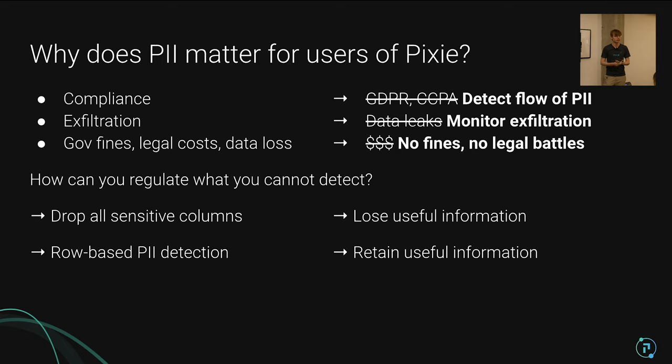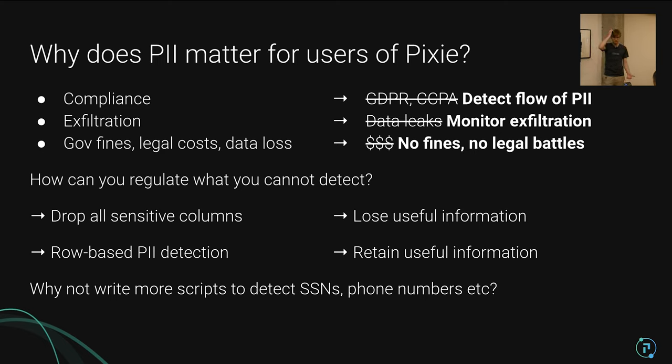So Pixie currently has a UDF to do that, but it's limited to around 8 PII types, and they're mostly rule-based, so things like credit cards, IMEI, that kind of thing. So ideally, we want to expand the coverage. And how do we do that? Well, why don't we just keep writing manual scripts? You know, this is how it's been done so far. Keep writing specific PII identification scripts.